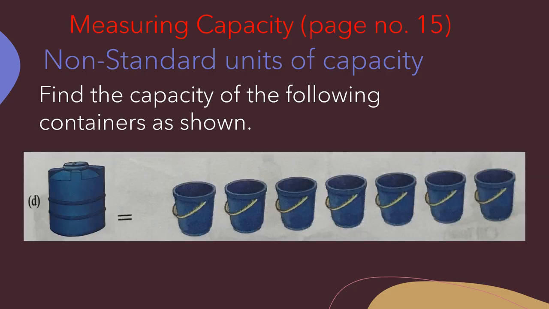Now in D part, beta, there is one tank and there are some buckets. Now what do you mean by this picture? That the capacity of this tank is equal to the capacities of these buckets. Okay, so here one tank is equal to dash buckets. That is, we need to count how many buckets are there. 1 2 3 4 5 6 7. So 7 buckets are there, so we will write here 7. So the capacity of one tank is equal to the capacities of these 7 buckets.